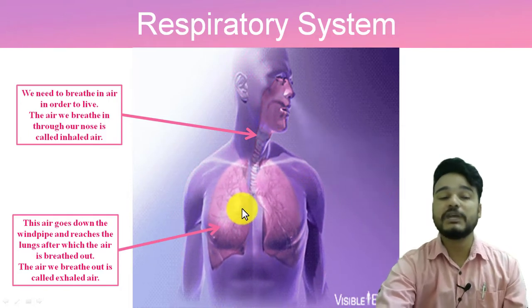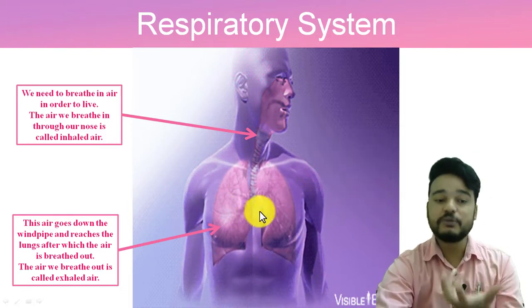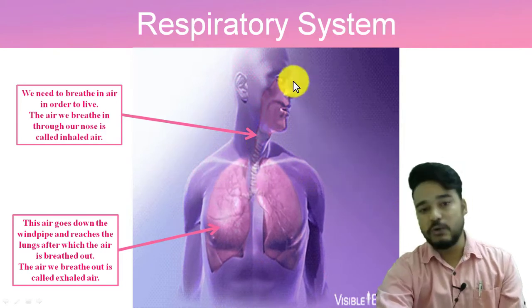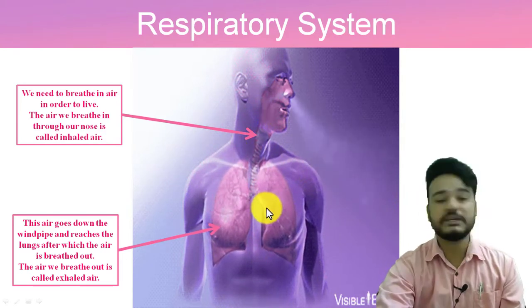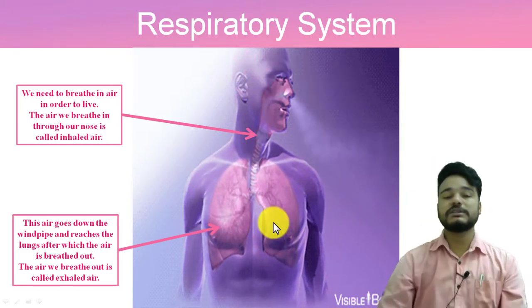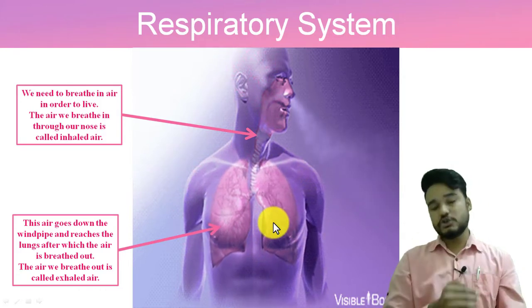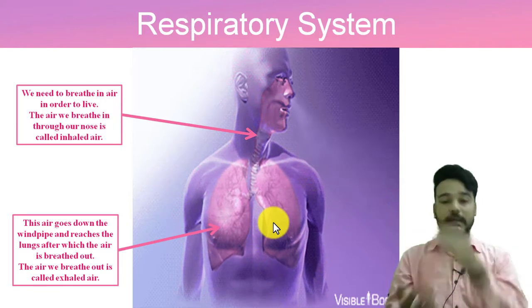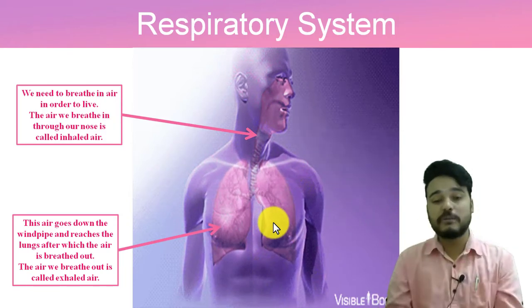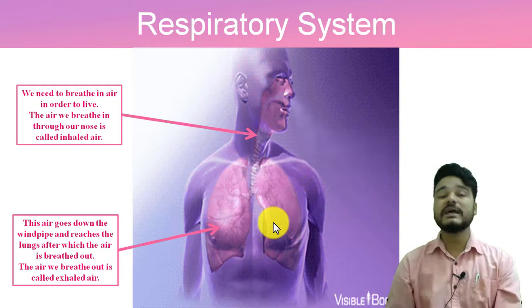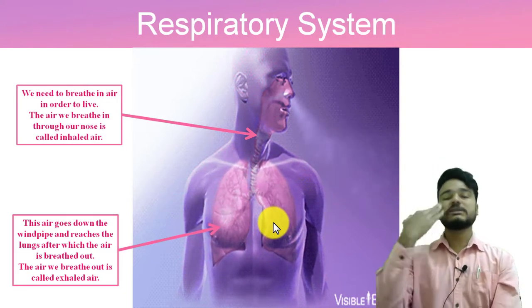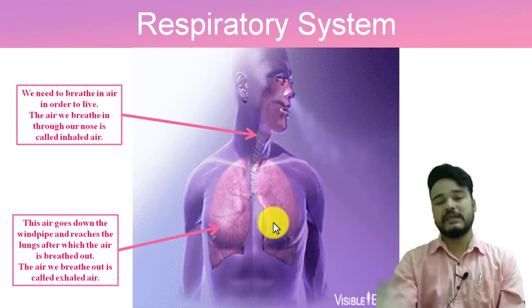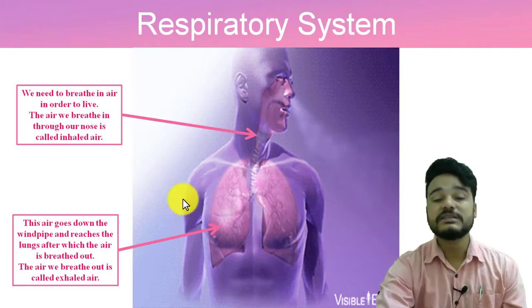Okay, and then what happens? After which the air is breathed out. उससे क्या होगी, बची हुई air कहाँ जाएगी? Breathe out. So the air we breathe out is called exhaled air. जो हम air बाहर छोड़ेंगे, the air we breathe out from our nose, that is called exhaled air. अंदर inhaled, बाहर exhaled. Okay, so this is the lungs.